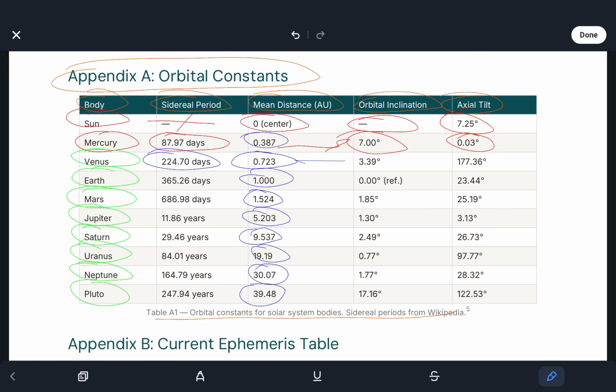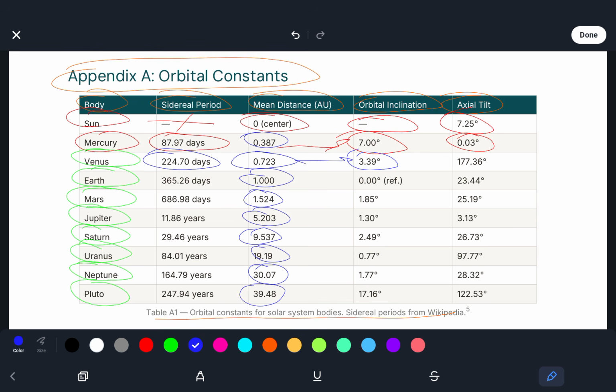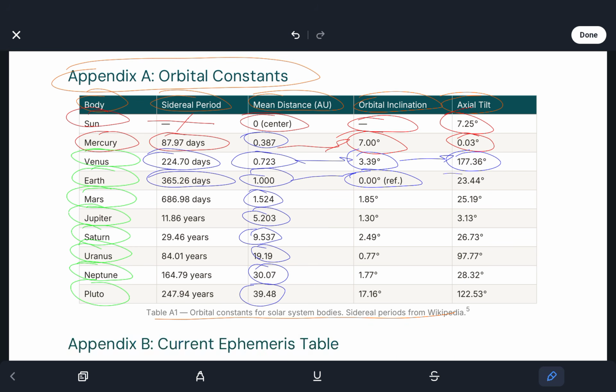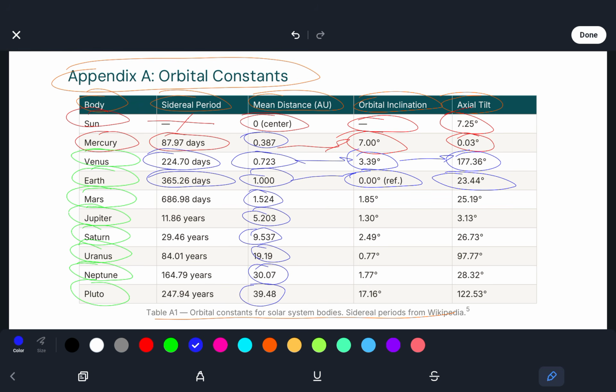So we notice that Venus has 3.39 degrees orbital inclination. The axial tilt is 177.36 degrees. Earth's sidereal period, 365.26 days, the orbital inclination being 0.00, and axial tilt is 23.44 degrees. Mars, 686.98 days, with orbital inclination 1.85 degrees, axial tilt 25.19 degrees. Jupiter, 11.86 years.